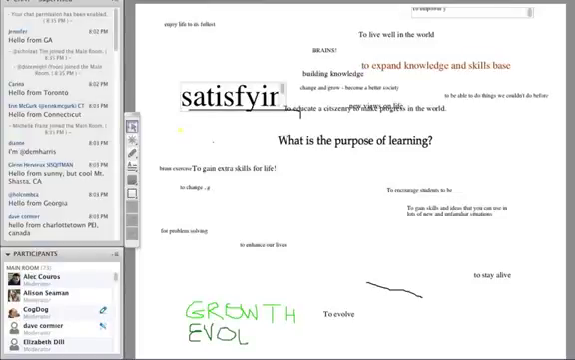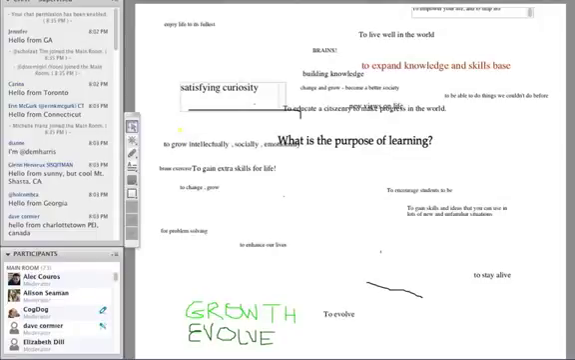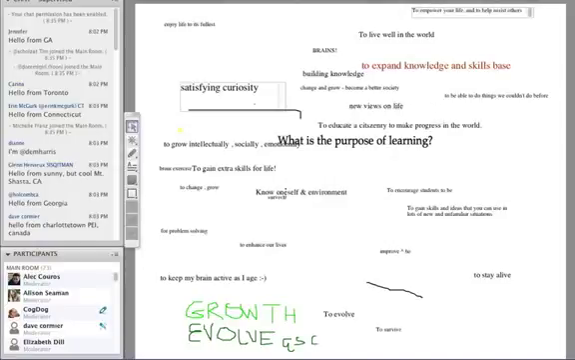I hope that person doesn't mean to eat brains, but that's the way that whole brains thing strikes me. Building knowledge, curiosity, satisfy curiosity, problem solving, enhance our lives, keep our brains active as I age. I don't know who all that person is, but that's a fair point.